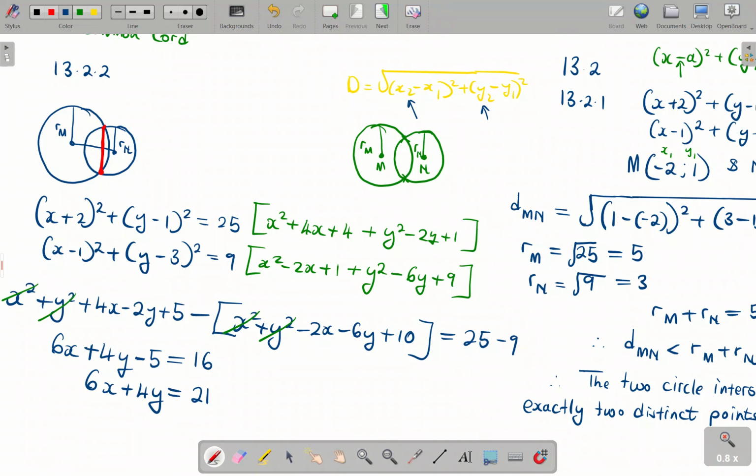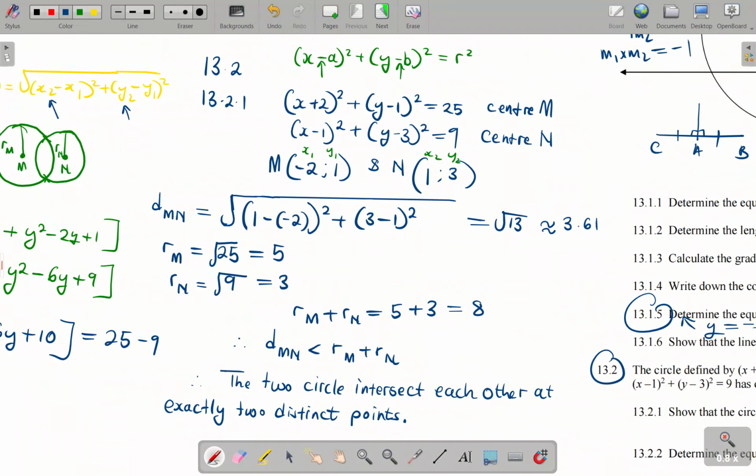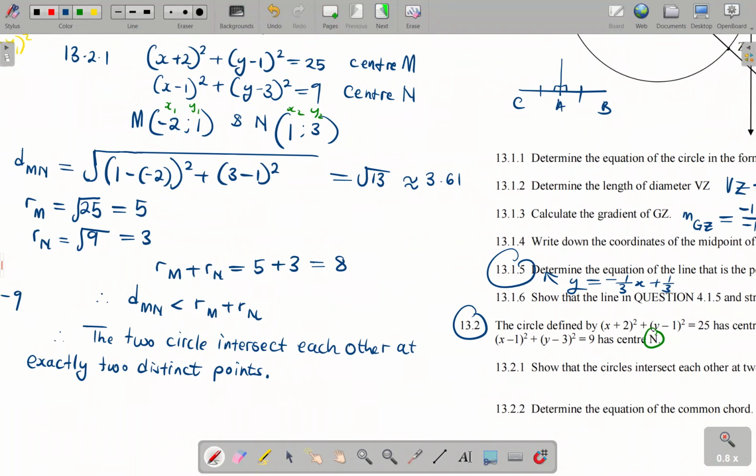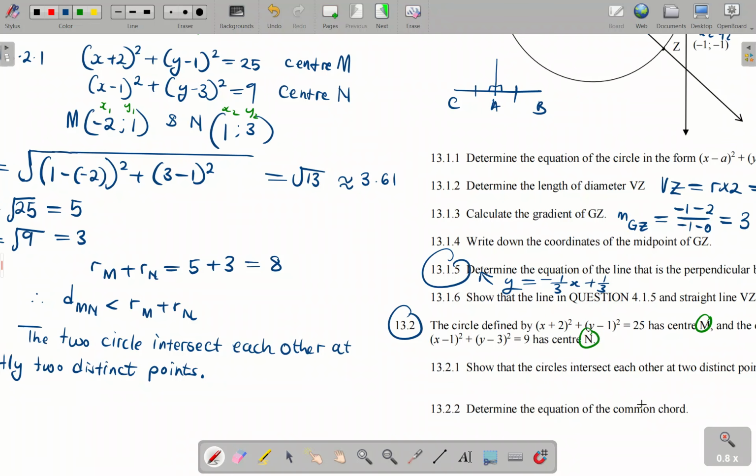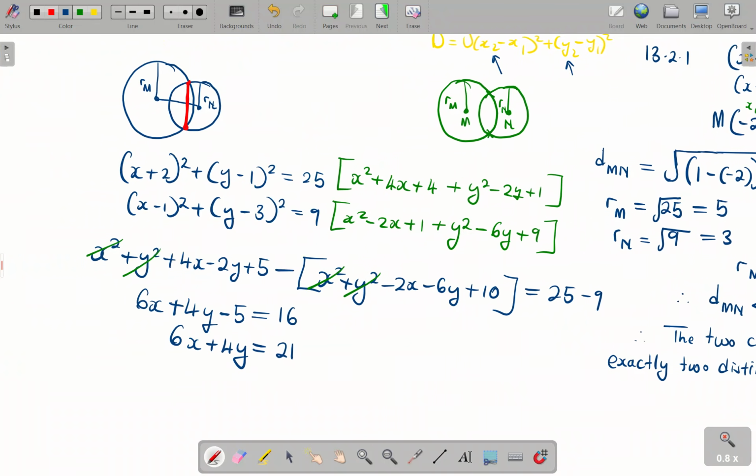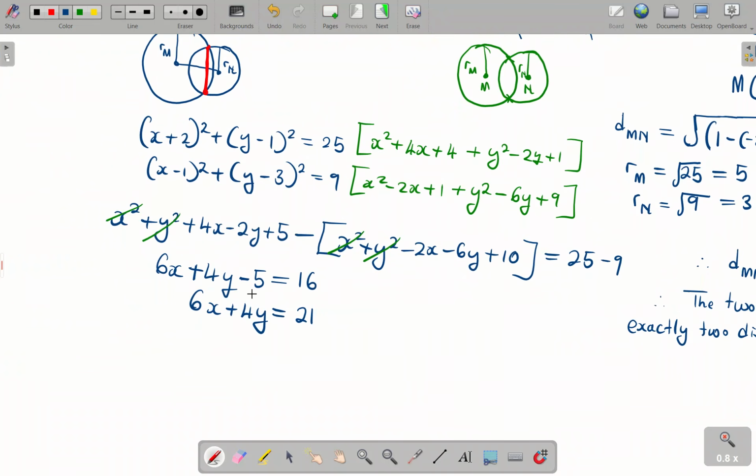You see, I'm trying to solve, and the question didn't say that. This is the equation, guys, of the chord. Determine the equation of what? Of the common chord. So this is the equation of a common chord: 6x plus 4y equals 21. But a chord, you know, is a straight line, guys. So now let's make y the subject of the formula.